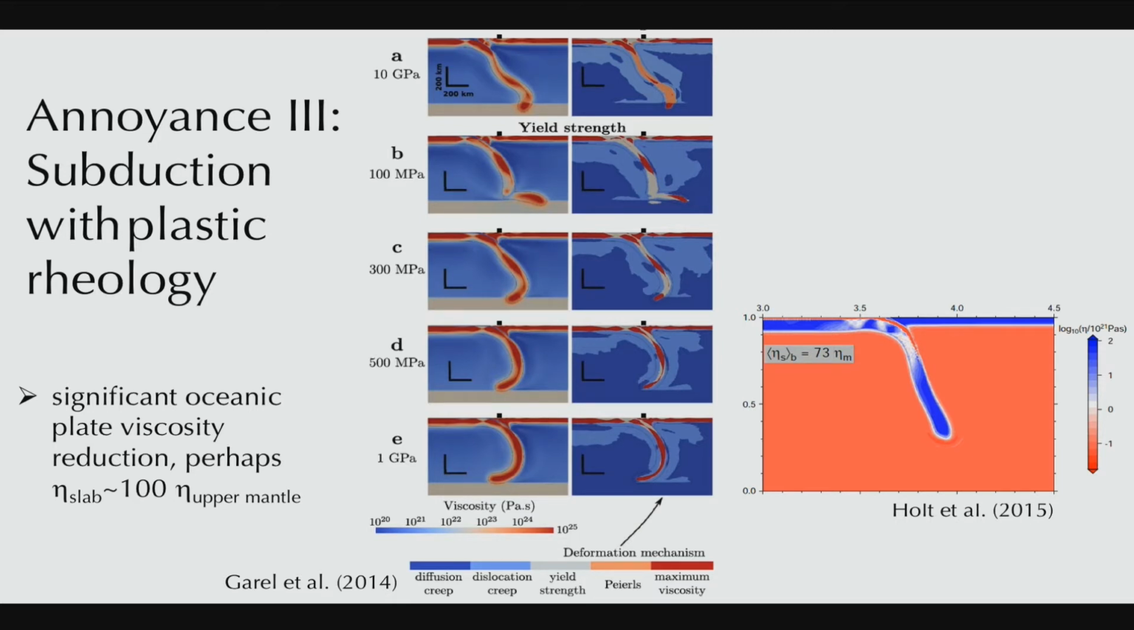Or there's a more complete one by Garel and others showing you what the viscosity may look like for different deformation mechanisms. And so it's possible, it's not clear, but it's possible that the slab may be even weaker than many of us thought, and maybe something like 100 times stronger than the upper mantle if this plastic weakening is true. Yes? Are you using plastic and pyres synonymous? Yes, here in this case, yes.